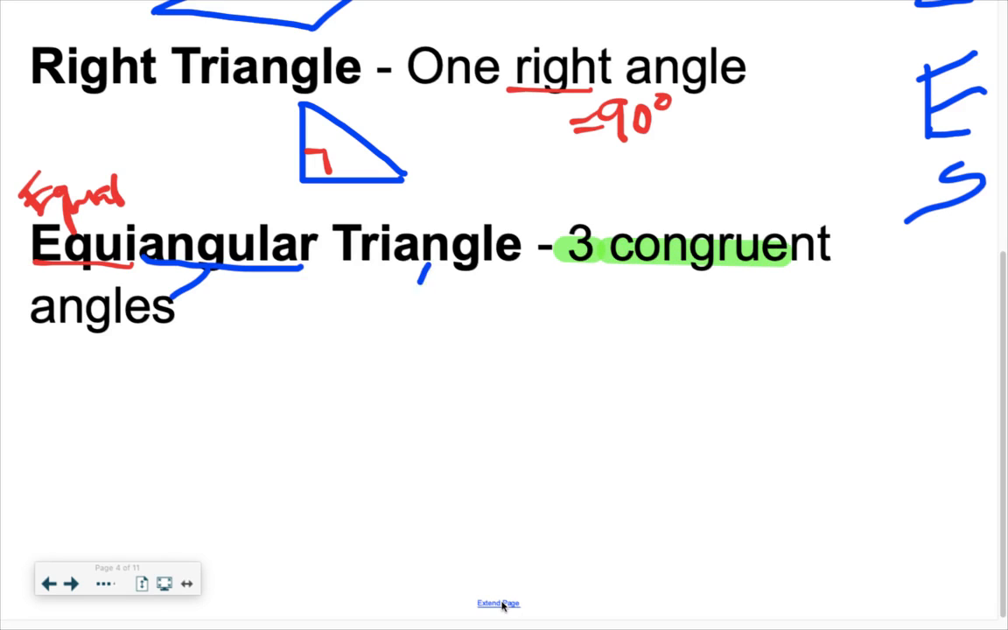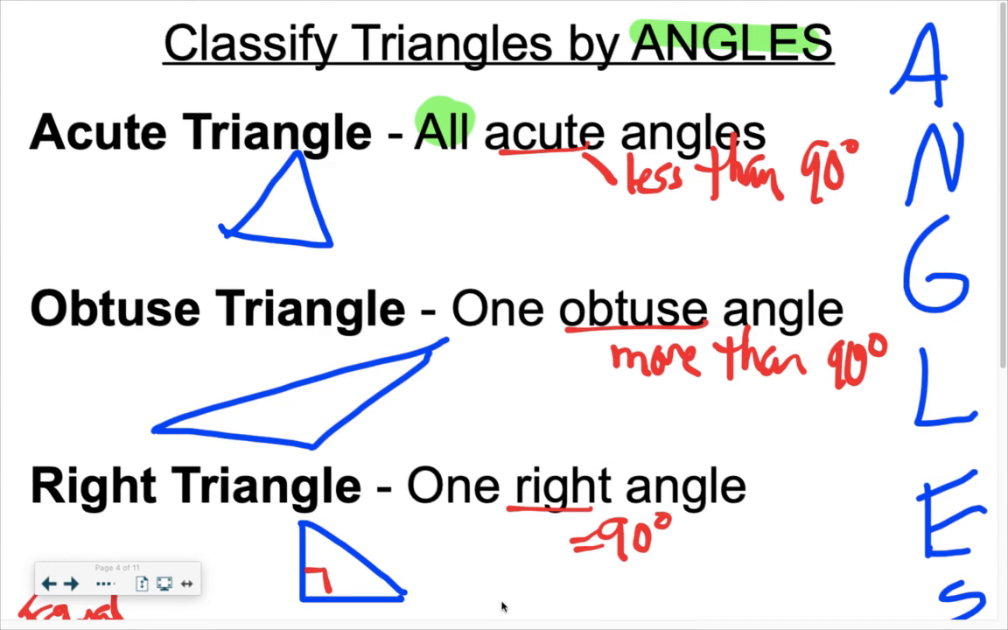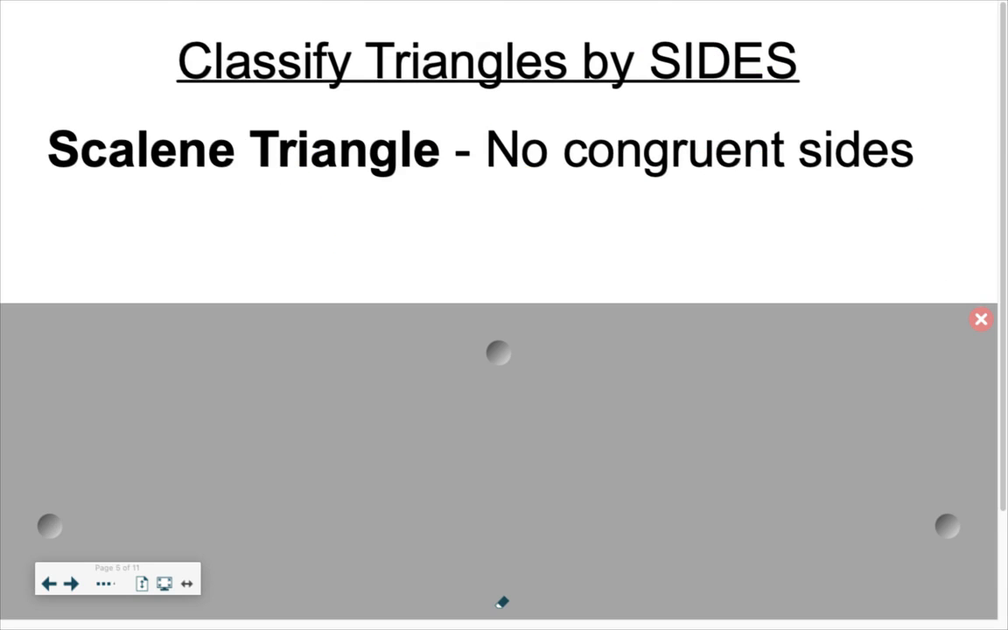They're going to show you that by putting little arc marks or little half circles, if you will, in each little corner, meaning they're all the same length, or all the same degree measurement, rather. They're all congruent angles. Notice again, all these dealt with angles. So when we classify triangles, we have to use one from this list, and then one from this list.